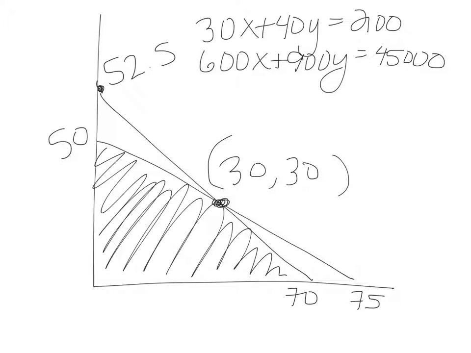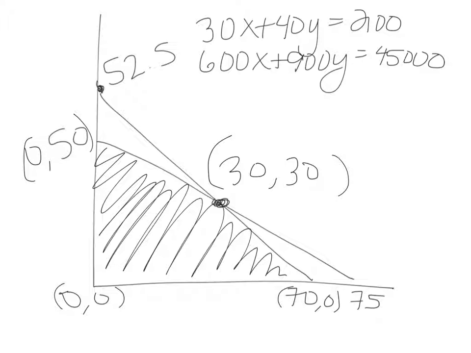This point right here is 0, 50. This one is 30, 30, and this one right here is 70, 0. And this one here is 0, 0. So we've got 1, 2, 3, 4 vertices. This one doesn't matter, this one doesn't matter, they're not part of my feasible region. Now that I've got these, I can try and figure out how to maximize my objective function, which we haven't even written yet.